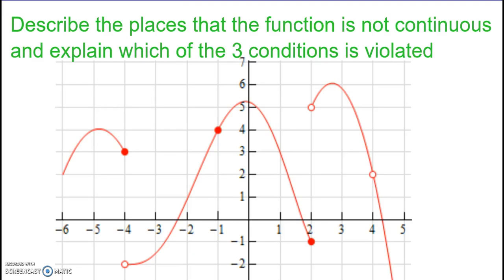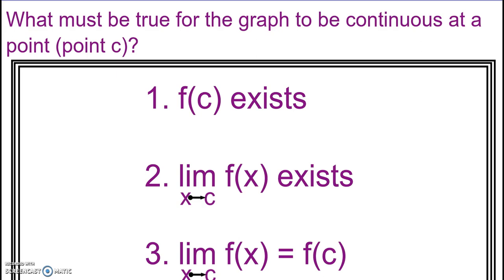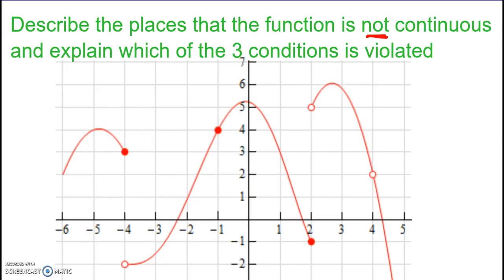The next graph says describe the places that the function is not continuous and explain which of the three conditions is violated. So the three conditions would be: the function value exists, the limit exists, and the limit and the function value must be the same.